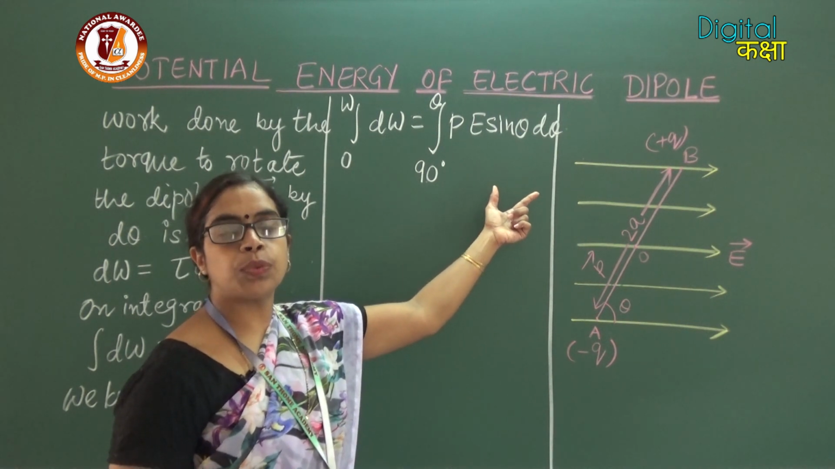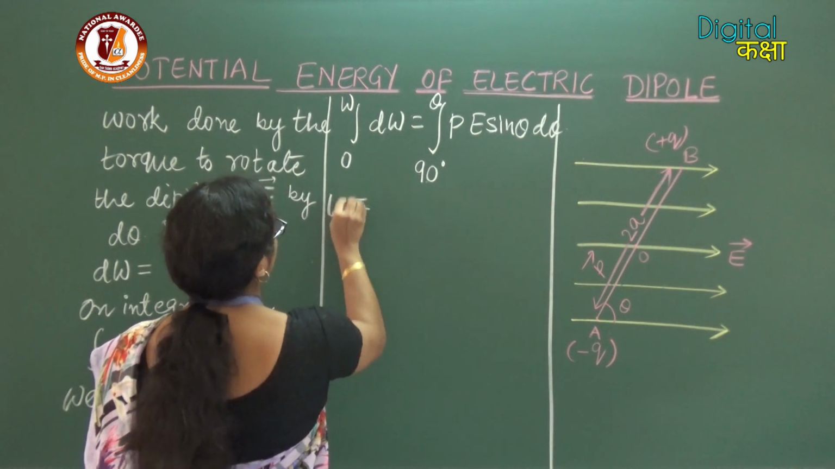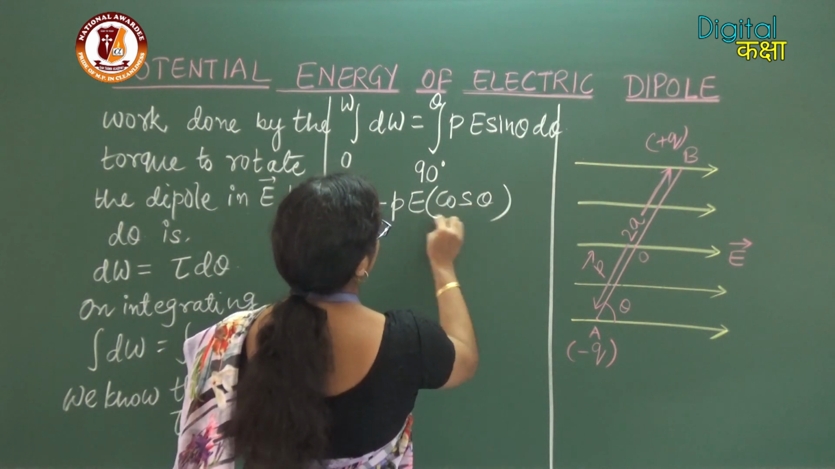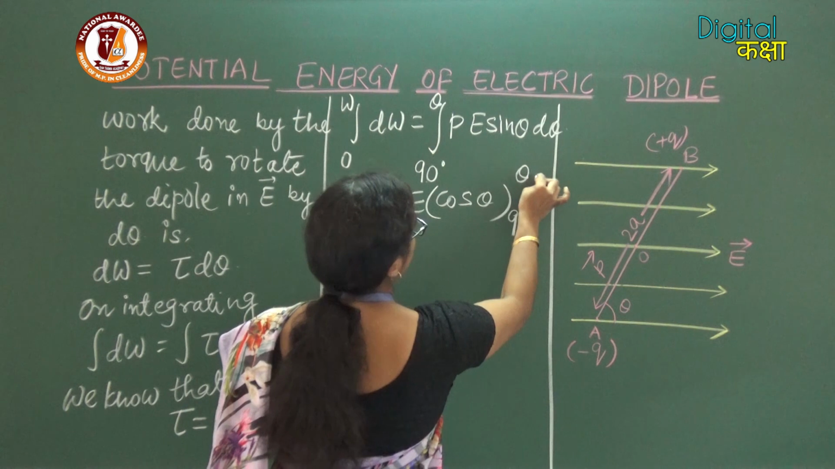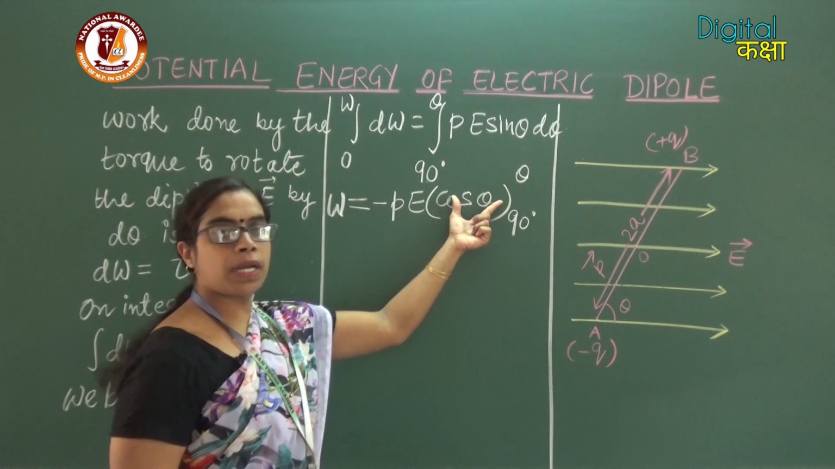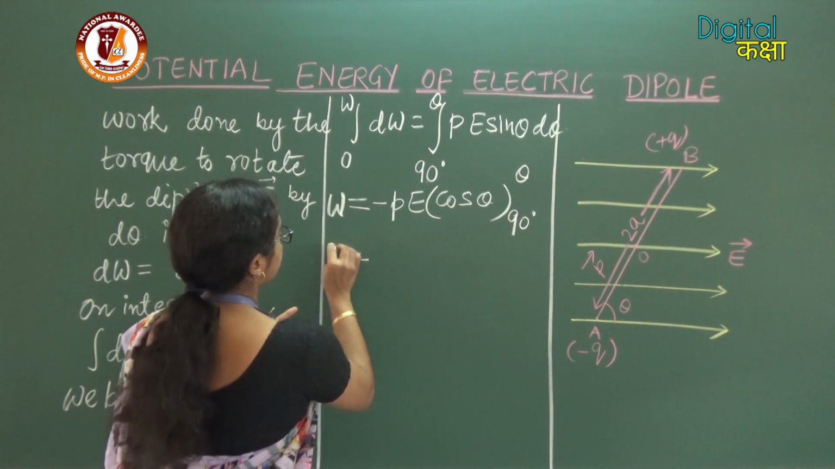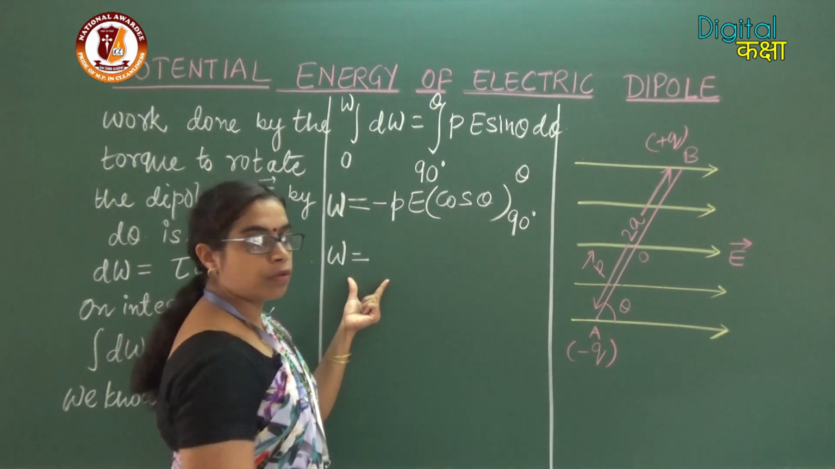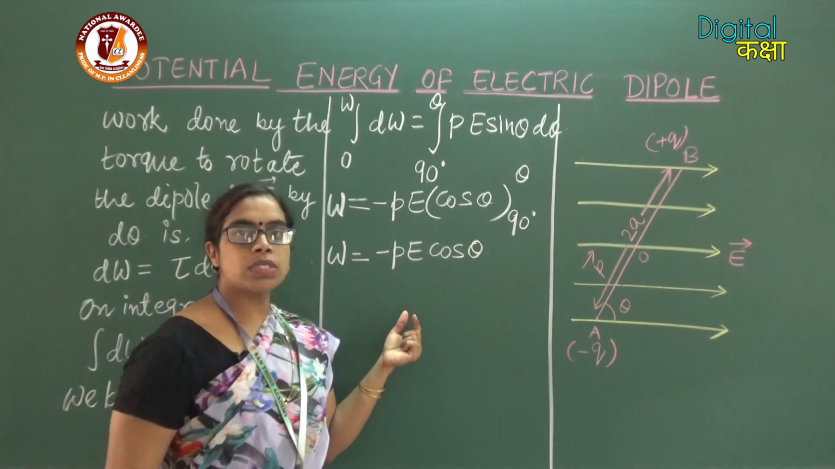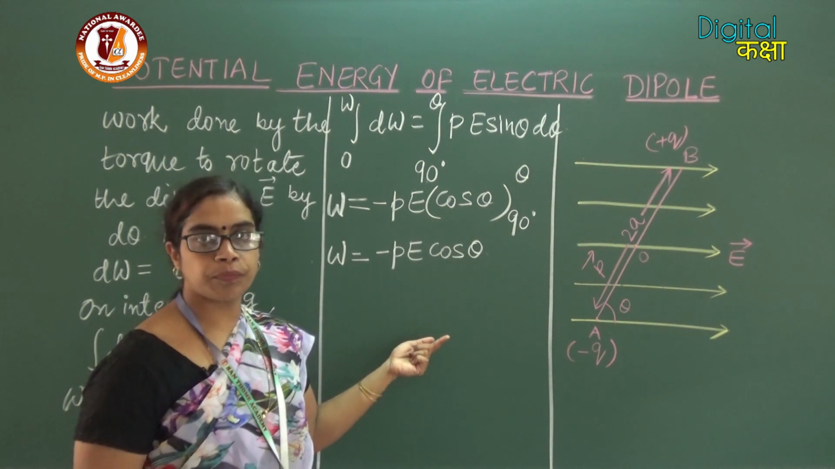the integration of sin theta using the standard formula is equal to minus cos theta. So using this concept, I will get W is equal to minus PE cos theta, with the limits 90 degree to theta. Using the concept of the upper limit value minus the lower limit value, after solving this expression, we will get W is equal to minus PE cos theta, because we know that the value of cos 90 degree is equal to 0.